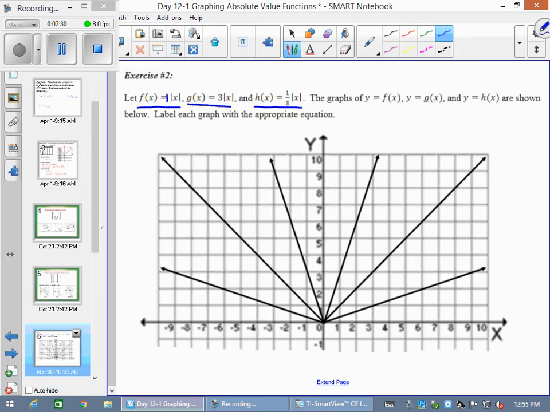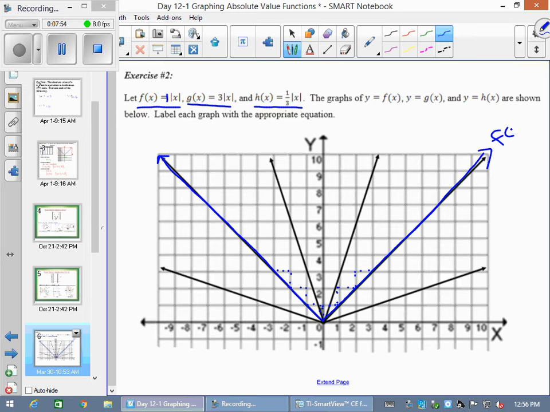So if I looked at this graph right here that I'm highlighting in blue, it's a little hard to trace over it exactly on the smartboard, but you should see that the slope is up 1 right, and on the left side it's up 1 left, up 1 left, up 1 left. So this is my function f of x.